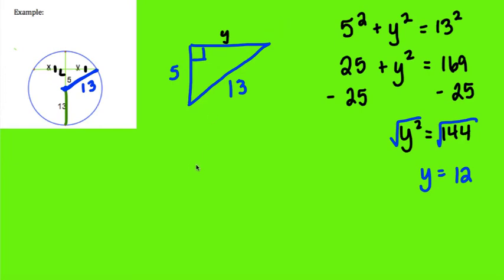Now, that's one way. The other way would be for you to remember your Pythagorean triple, 5, 12, 13. And because 13 is the hypotenuse of this, then we are allowed to say that y is equal to 12 with no work needed. Again, there's that place that Pythagorean triple is helping us. So y is 12 and x is 12. Okay, again, remember, use the radiuses to create triangles.